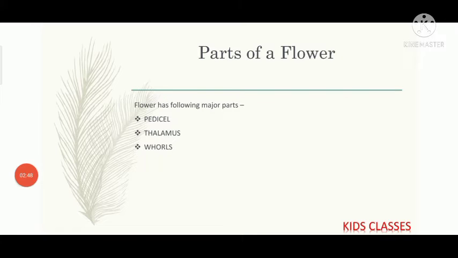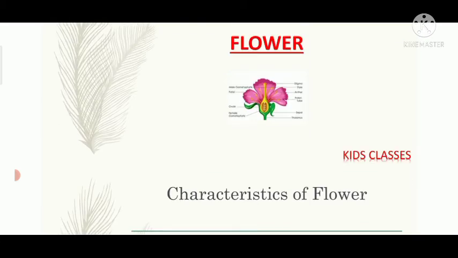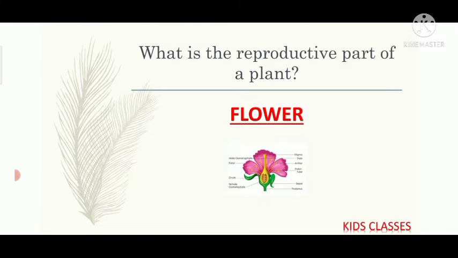so now parts of a flower. So how many parts of a flower are there? So flower has following major parts. Three parts are written here: pedicel, thalamus and whorls. So come to the diagram. In the diagram you can see all the parts. Fine. So what is pedicel? A flower arises from the floral bud on the stem, and it is attached on the axis by a structure called pedicel. Or in short we can call it stalk of the flower. Pedicel is the stalk of the flower.